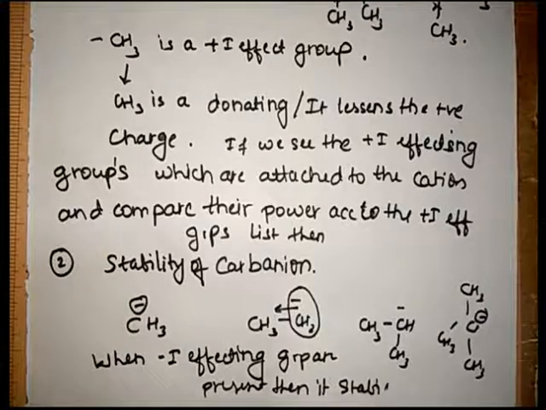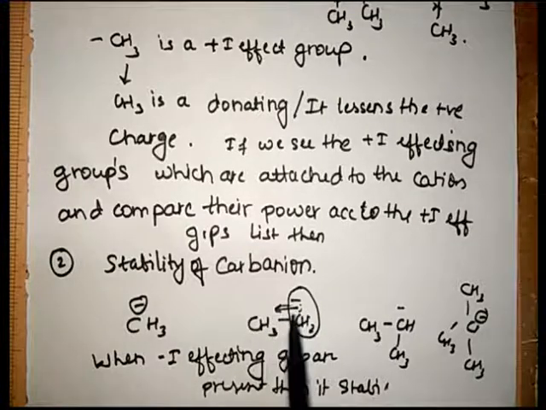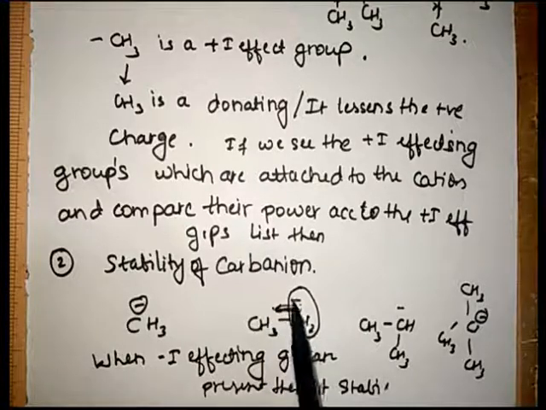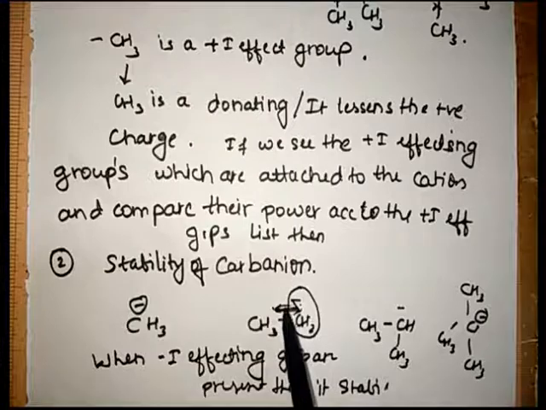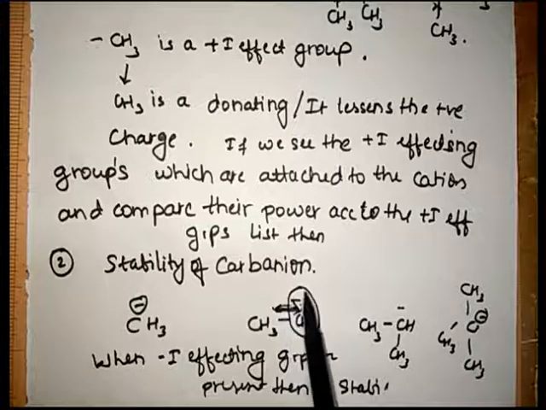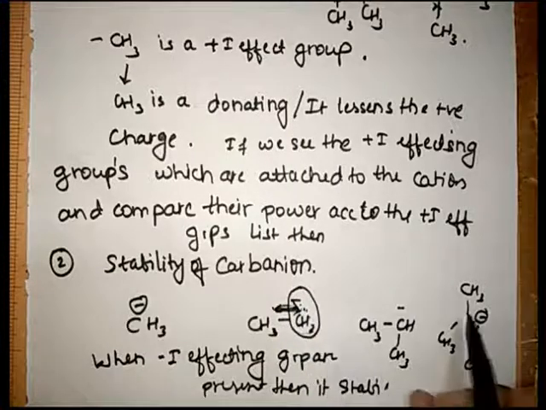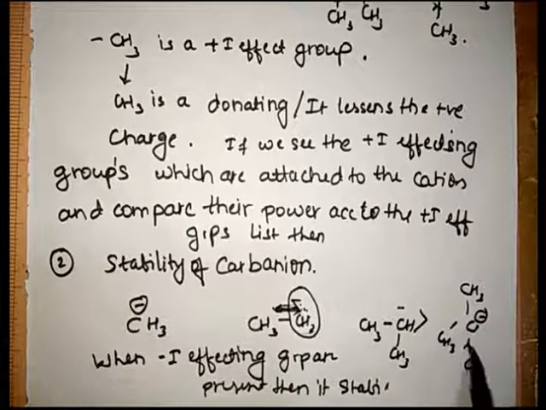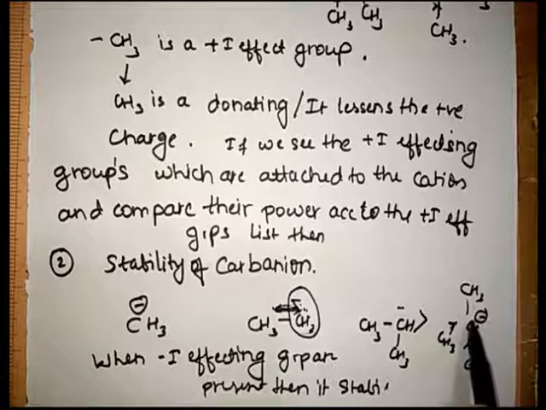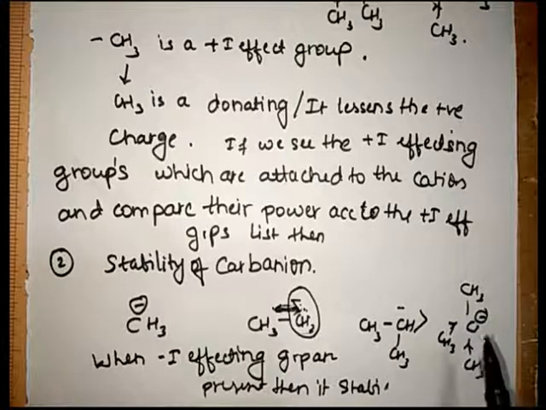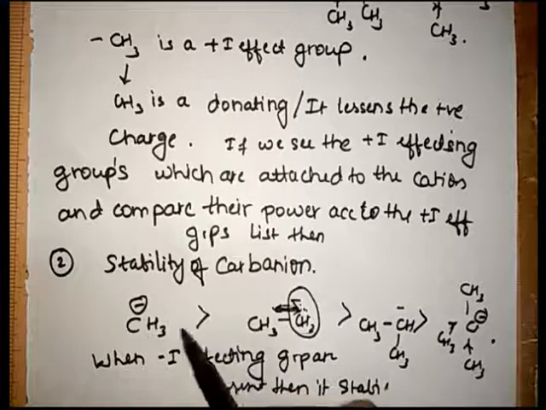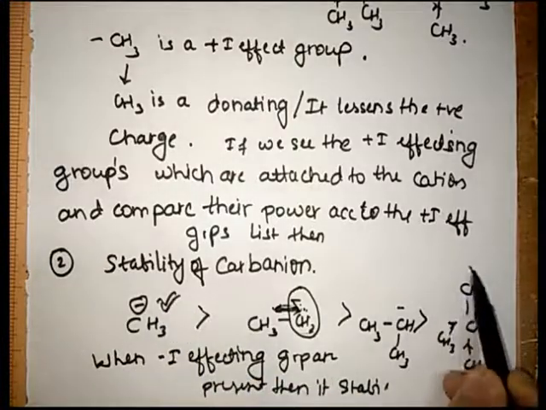But here we can see that CH3 is a plus I affecting group, it donates electrons. So this is doing the reverse of what stability it wants. So this will be the least stable one, as three plus I affecting groups are there. If three minus I affecting groups were present, then this would be the most stable. But here the case is reverse. So this is the most stable and this is the least stable.